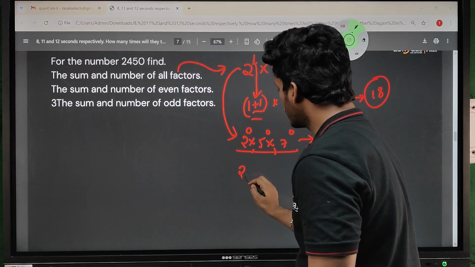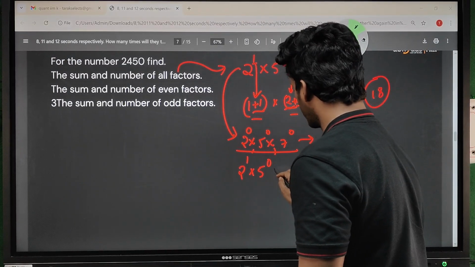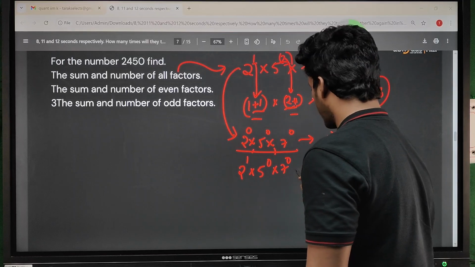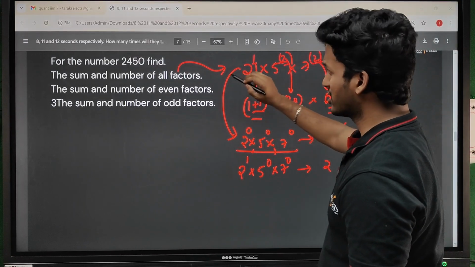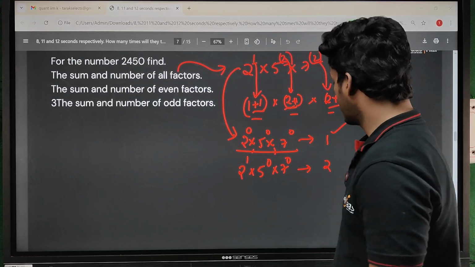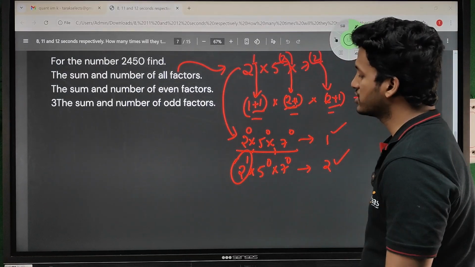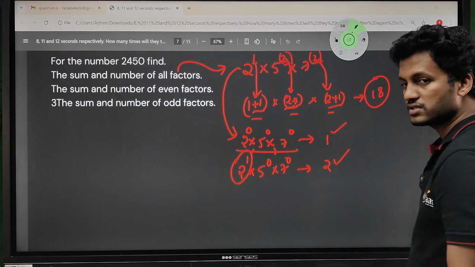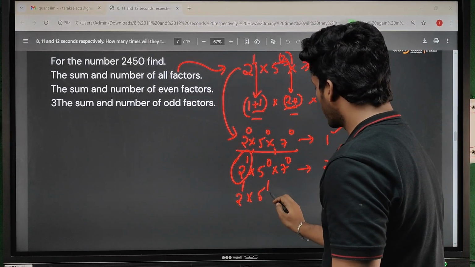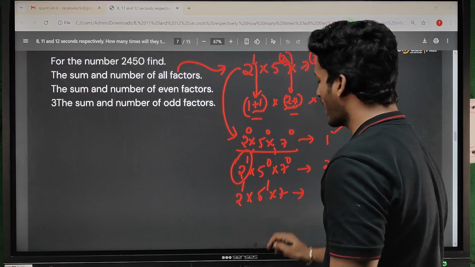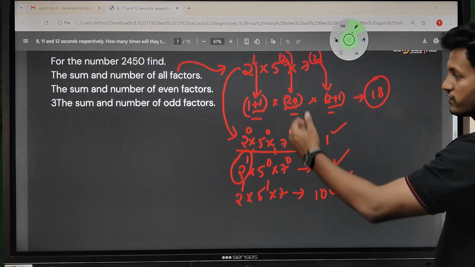Now what are the other options available for the factors? 2 power 1 into 5 power 0 into 7 power 0. Can I say 2 is a factor of 2450? Yes, it is also there. Now can I take 2 in combination with other numbers? Exactly. That means 2 power 1 into 5 power 1. Can that be a factor of 2450? Yes, exactly. 10 is also a factor of 2450.